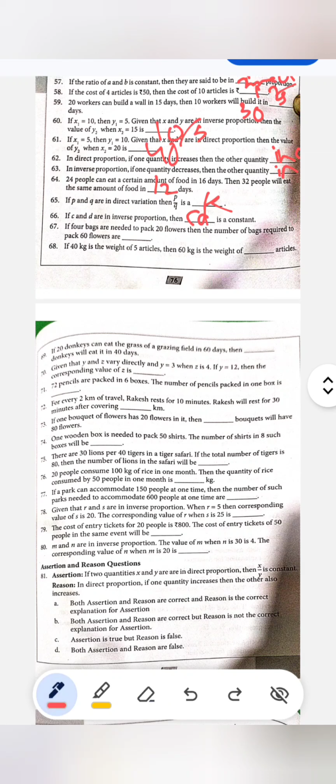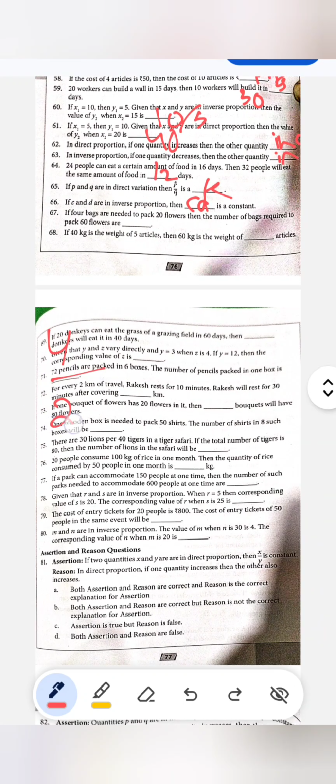Now the next one. If 4 bags are needed to pack 20 flowers, then the number of bags required to pack 60 flowers? So 4 bags are required to pack 20 flowers. Then how many bags will be required to pack 60 flowers? Do the cross multiplication: 3 4s are 12 bags.